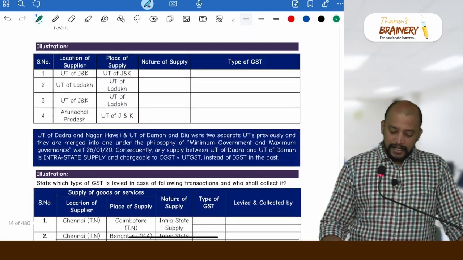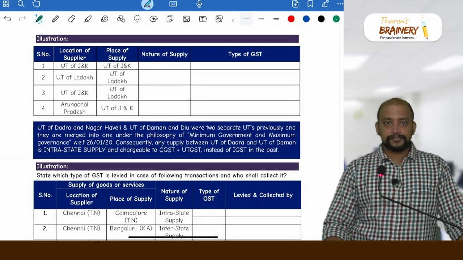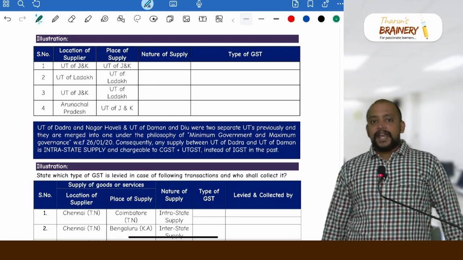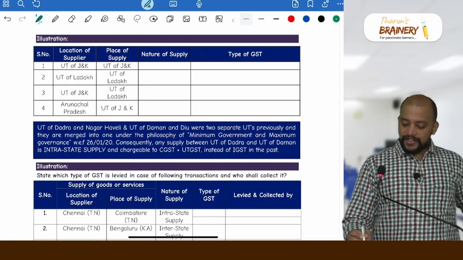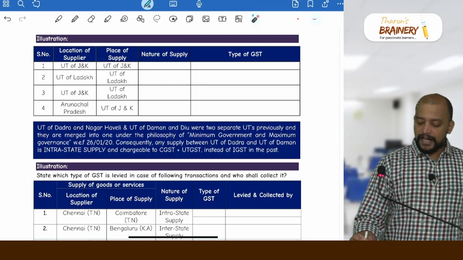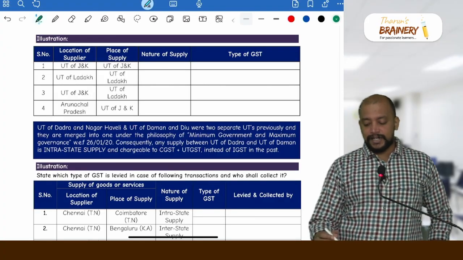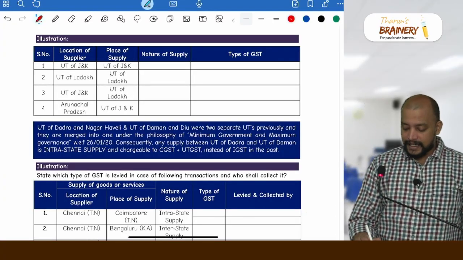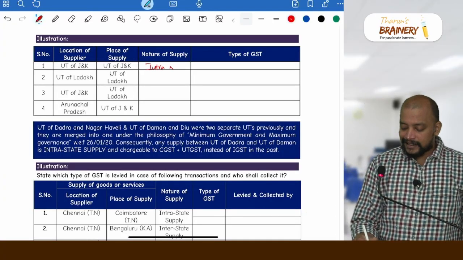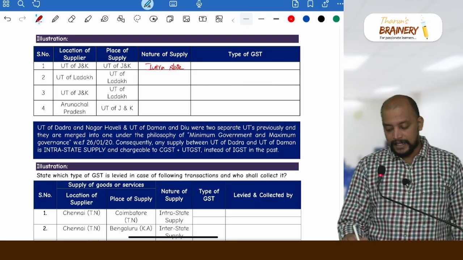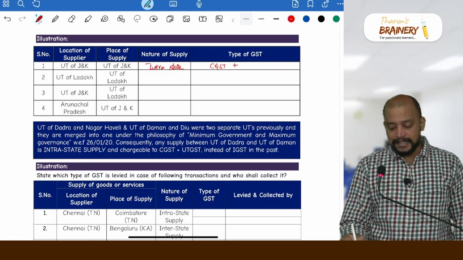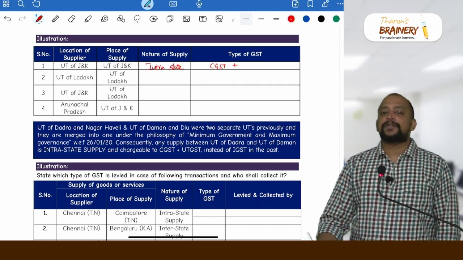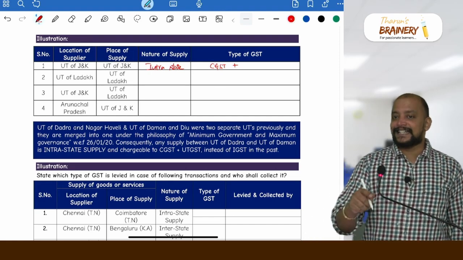Now, see the next page. There is one illustration. Location of supplier, Union Territory of Jammu and Kashmir. Place of supply is also Union Territory of Jammu and Kashmir. What is the nature of supply? Intra or inter? Intra. And what is the type of GST? CGST plus SGST or CGST plus UTGST? SGST, because Jammu and Kashmir will be Union Territory with state legislature.